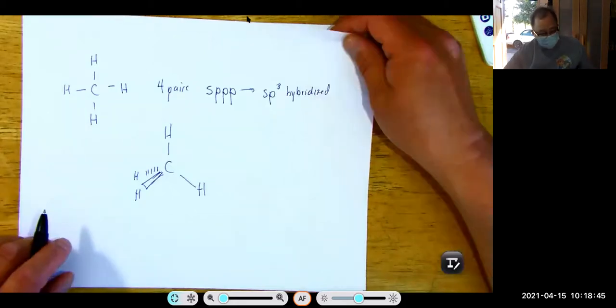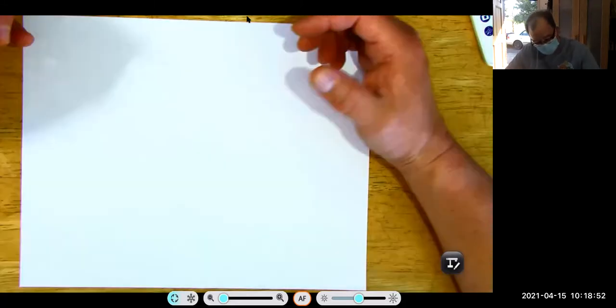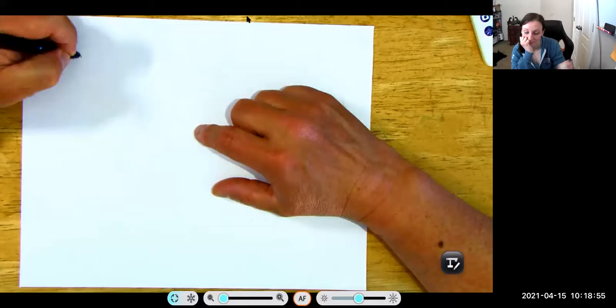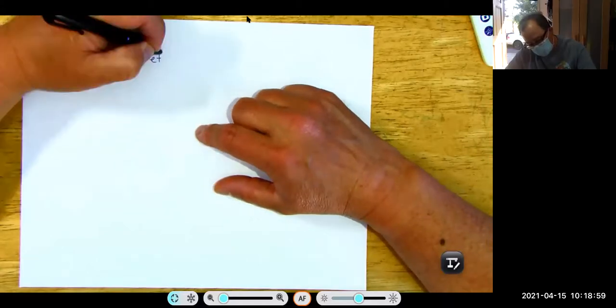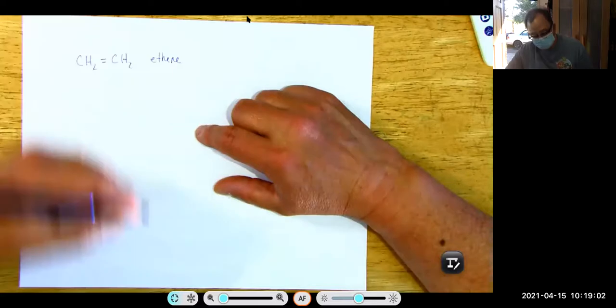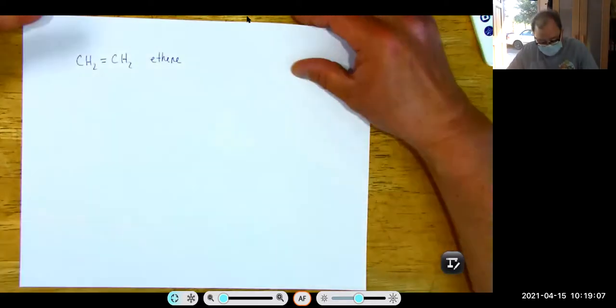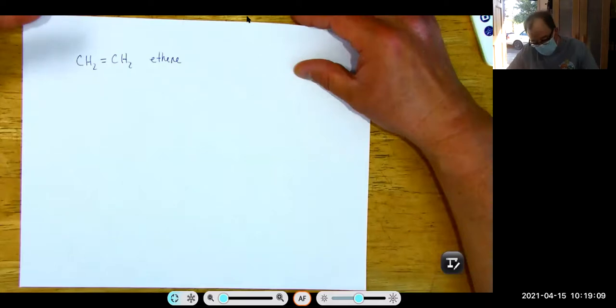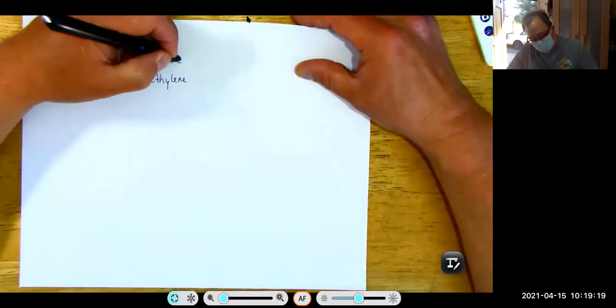Since you have to leave by 11, I'm going to get to a really complicated one right now. Not that complicated, but complicated. There is a molecule that is this. It's called ethene. It's also called, what else do they call it? Some people call it ethylene. But ethene is the name I would rather have you know.